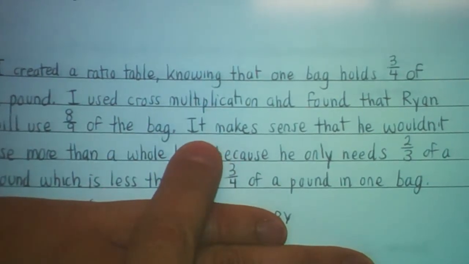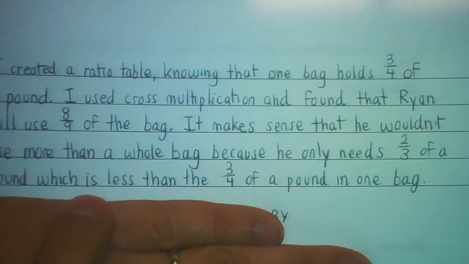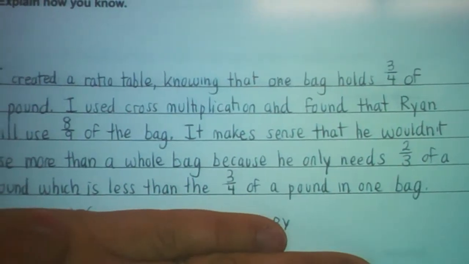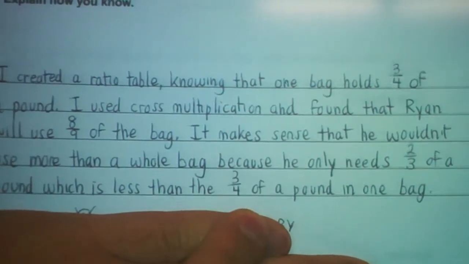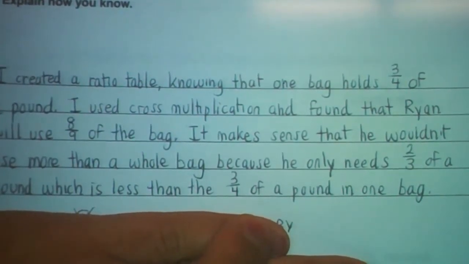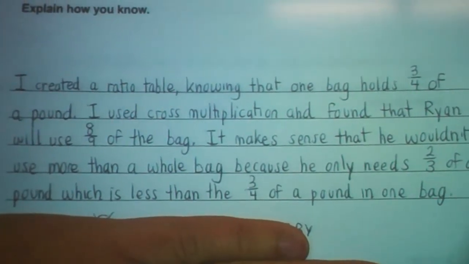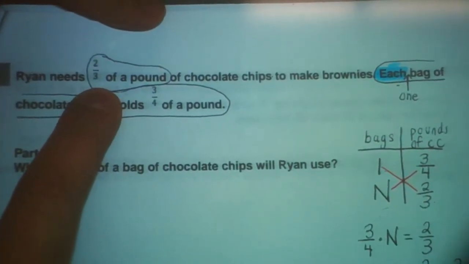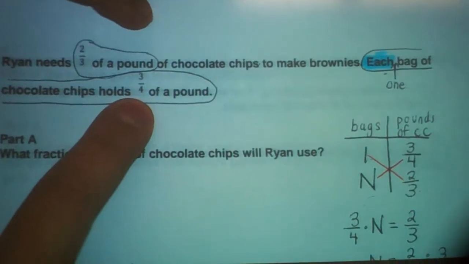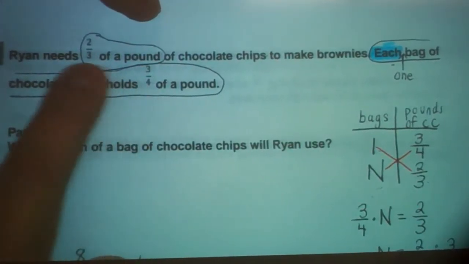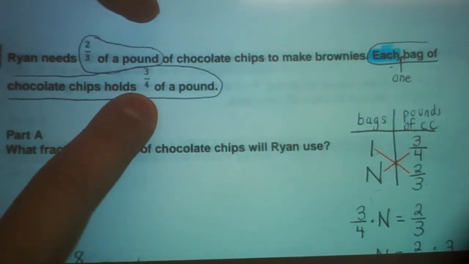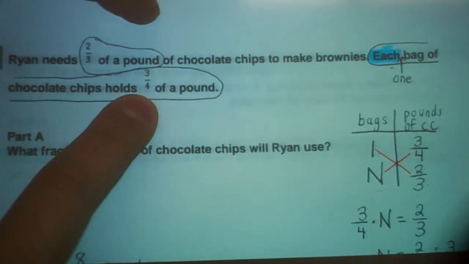However, I also added, it makes sense that he wouldn't use more than a whole bag because he only needs 2/3 of a pound, which is less than the 3/4 of a pound in one bag. That's a tricky thing to understand, but if you really think about the question and you go back, let me go back quickly. It says he needs 2/3 of a pound, and one bag has 3/4 of a pound. Because he needs 2/3, he won't even need an entire bag, because the entire bag has 3/4 of a pound.